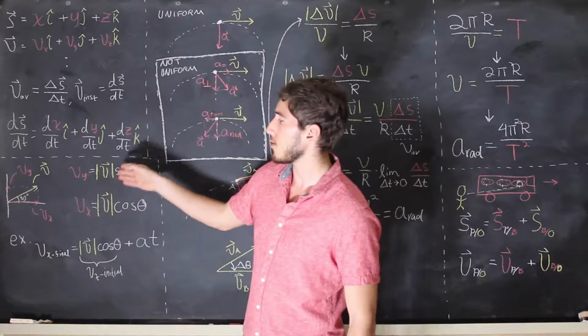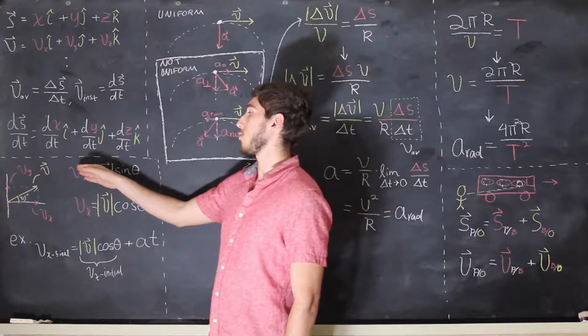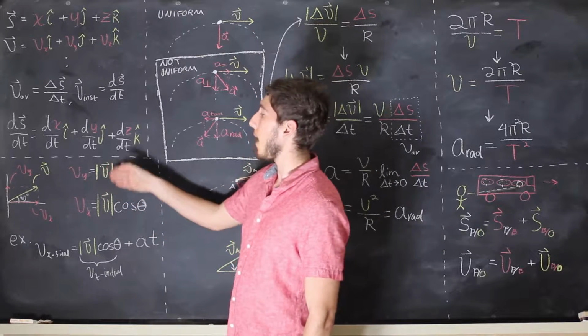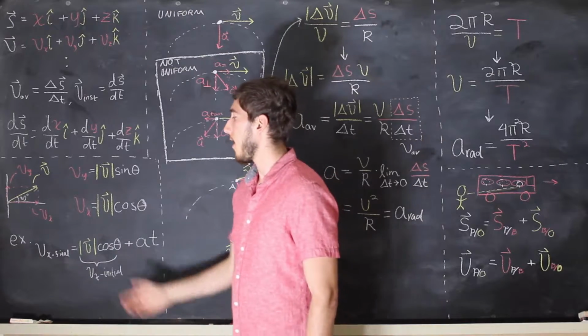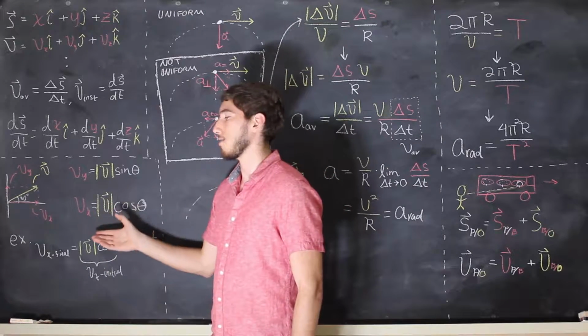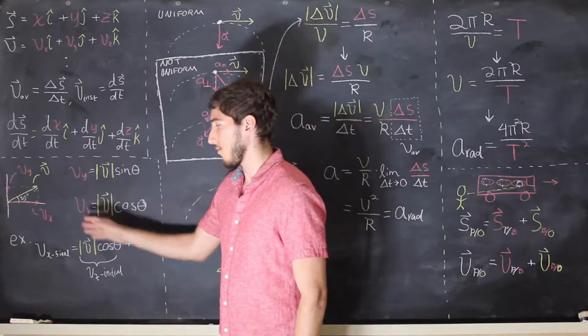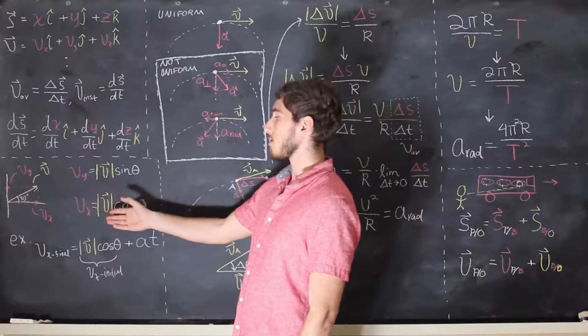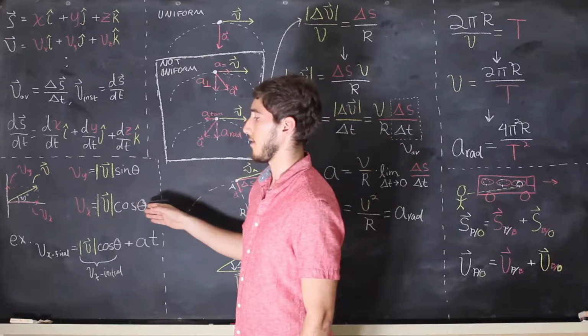So if we were solving a kinematics formula in terms of y, then we would use v of y, which is equal to the magnitude of the velocity vector times sine theta. And if you're using the kinematics formulas or the motion formulas from the last video in terms of x, then our velocity in the x direction would be the magnitude of the velocity vector times cosine theta.